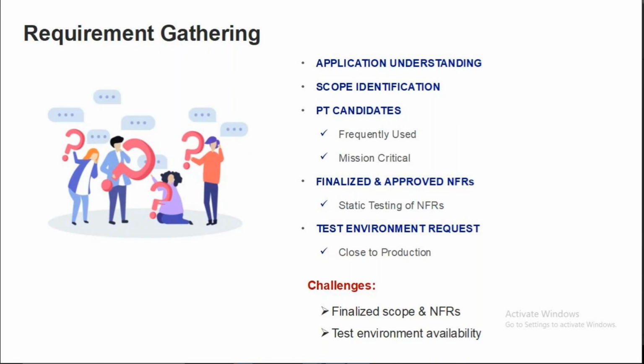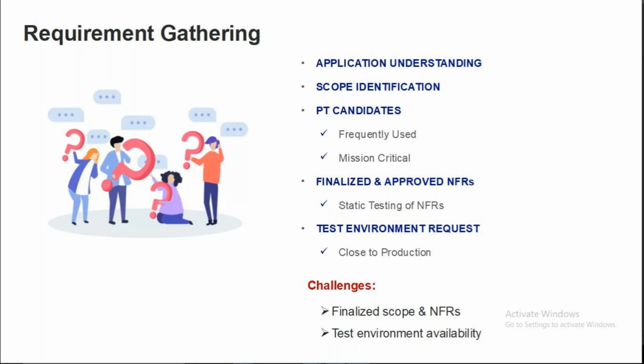People will say that we do not have the details of the production environment. We do not know which scenarios are in scope. We do not have the NFRs. So these are the challenges, guys. The most frequent challenges are unavailability of NFRs, or ambiguous NFRs, or incomplete NFRs. Similarly, you do not have a finalized scope. So it is always a challenge to get a finalized list of NFRs as well as a finalized scope.